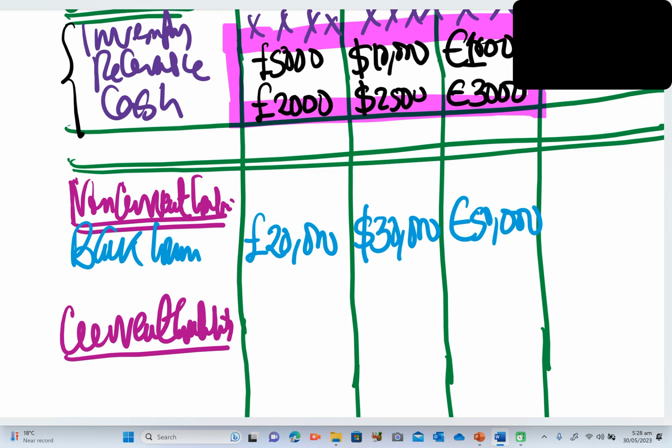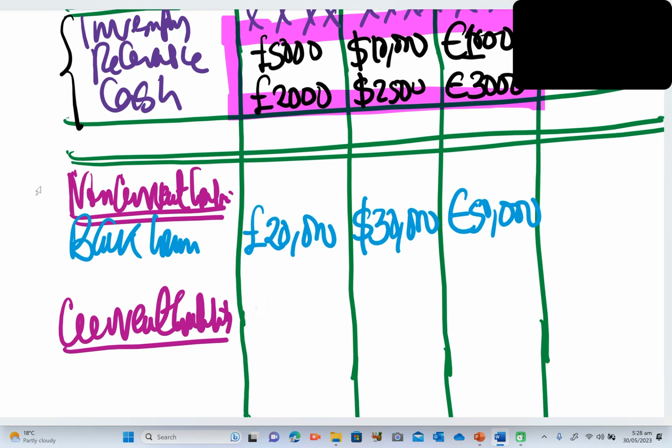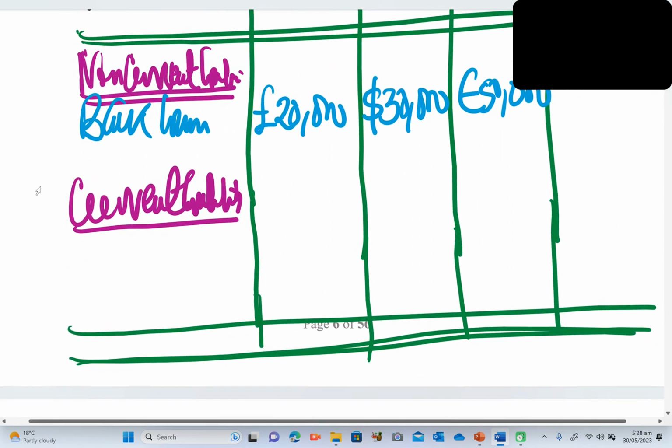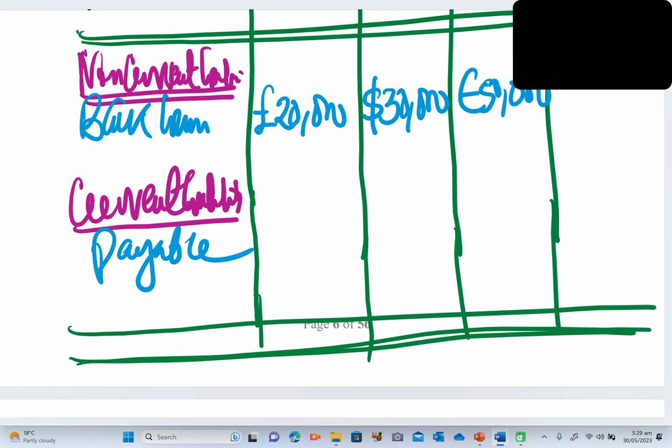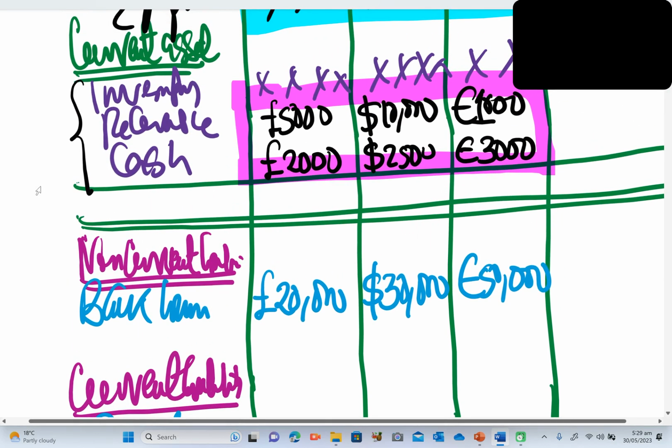Hawezi kufunga hesabu kwa sababu kuna currency mbalimbali. Lazima atafute tarehe ya nini? Consolidation. Mmenielewa? Haya. Hapa kwenye current liability kuna nini? Kuna payables. Payables ni madeni ambayo supplier wanakudai. Sasa remember, receivable you are talking about customer. Payable you are talking about supplier.